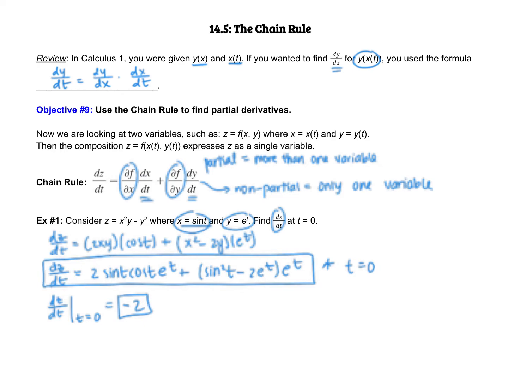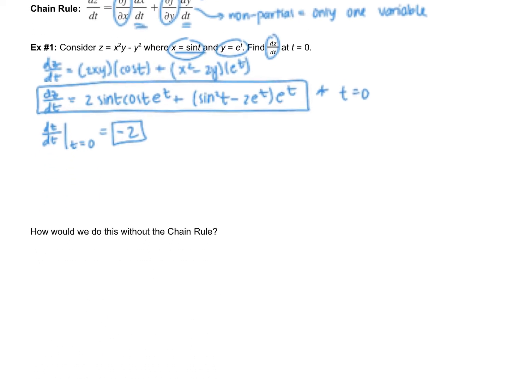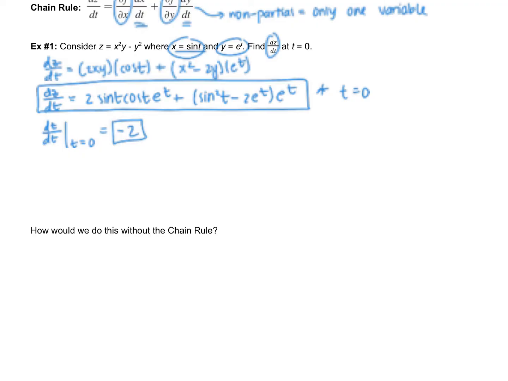Now I want to take a look before we go on at how you would do this if you didn't have the chain rule. If you didn't have the chain rule, what you would have to do is start by finding z in terms of t. So we would start with this equation, and we're going to substitute in x and y. So we would get sine squared t, e to the t, subtract e to the 2t.